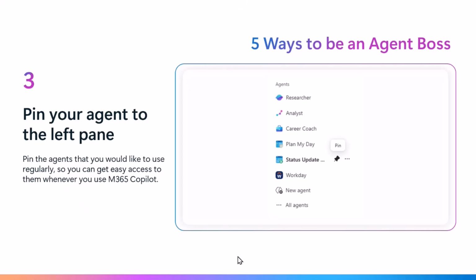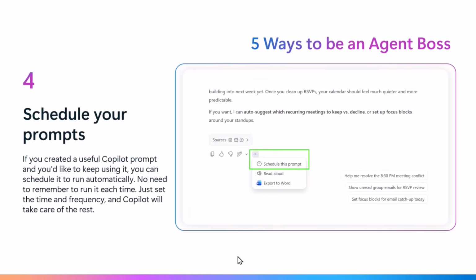Third one, pin your agents. A lot of people don't know you can pin your agents. Just pin your agents to the left trail. You don't have to go searching for them each time. Give yourself quick and easy access. Pin them, and you can start accessing them whenever you want, every time you open Copilot. That's an easy one to hack right there. Just hover over the agent on the left trail and pin it.